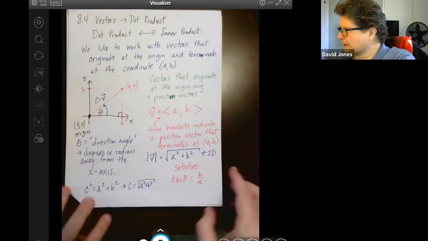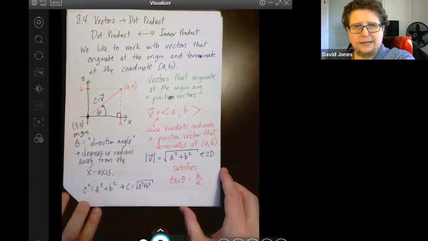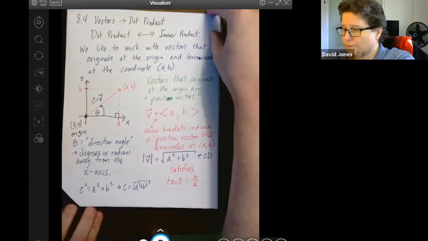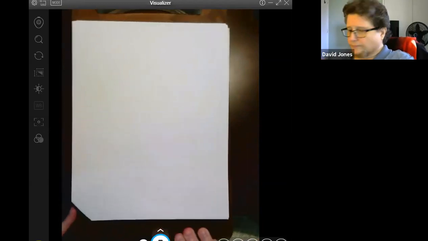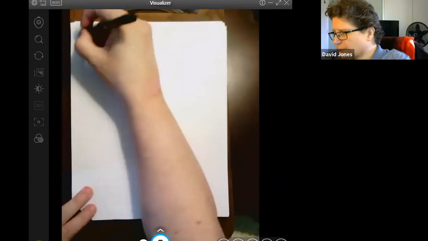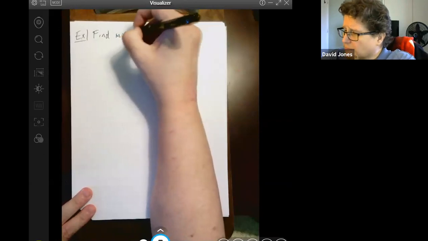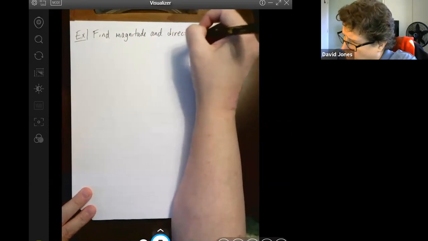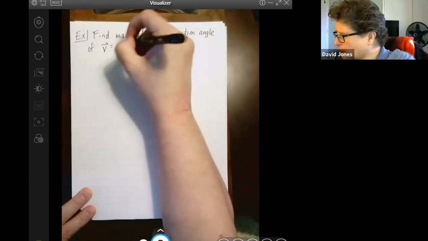So let's take a look at some examples. Again, please pause anytime you need to finish taking notes, and please pause to try to work out some of these examples once we've walked through them. So our first example will be: find the magnitude and direction angle of V equals 4 comma -3.